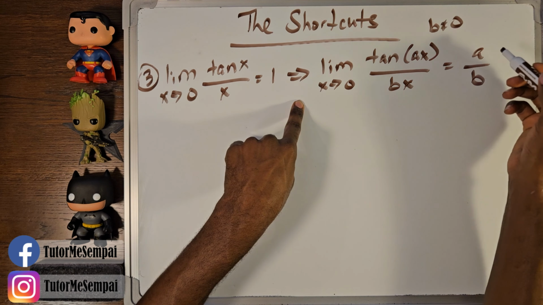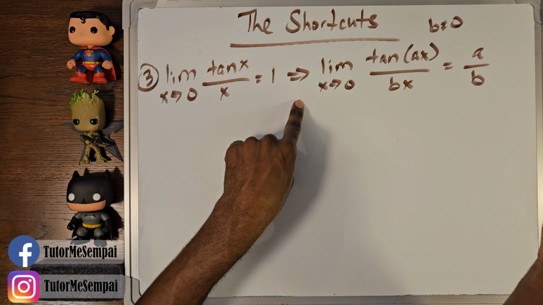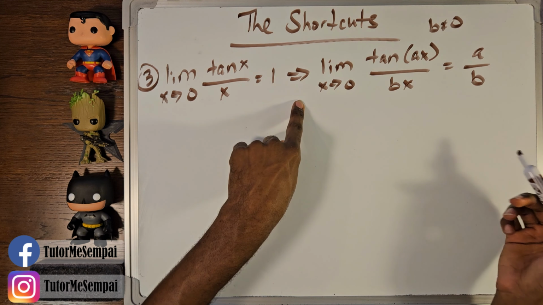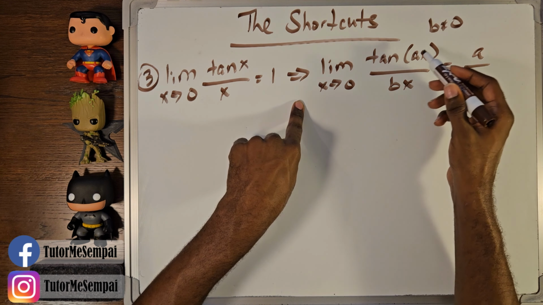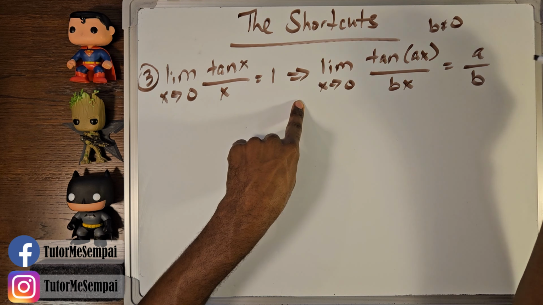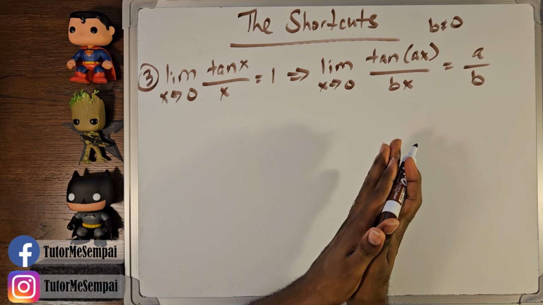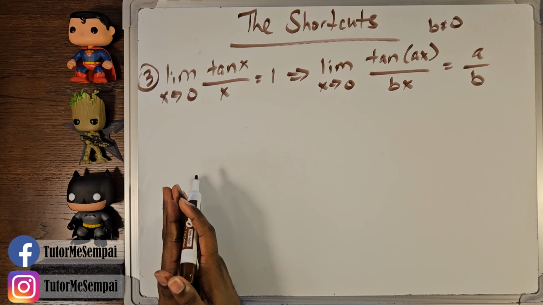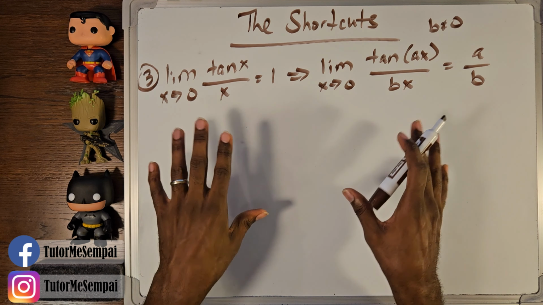It has to be a over b, as long as b is not 0. Now, b doesn't have to be a, it could be a, but it can't be 0. And if this is true, then you're going to have a over b. Now, this looks very similar to our sine shortcut, and you'll see why this plays out the same way.